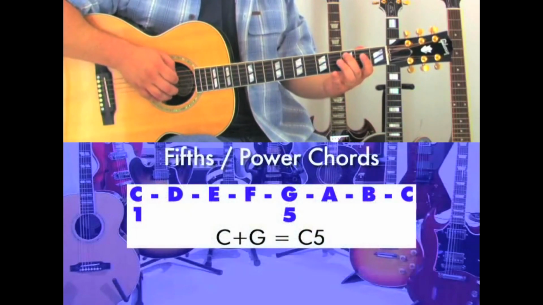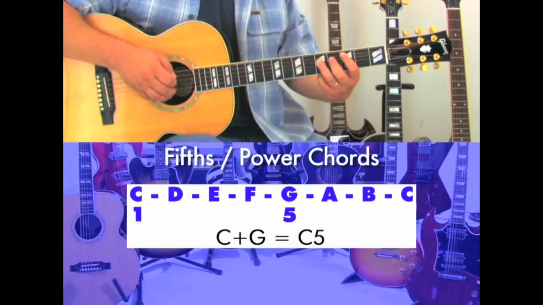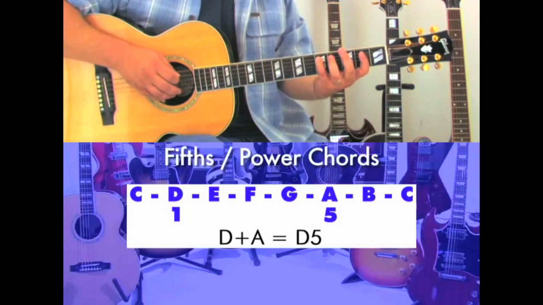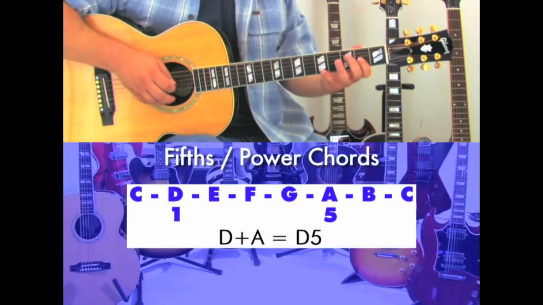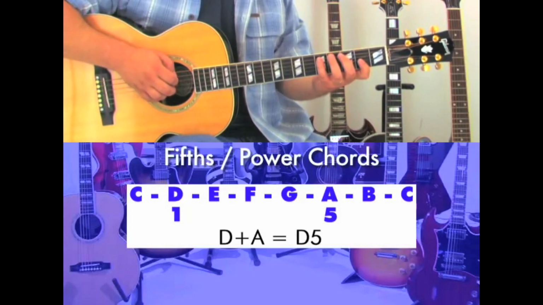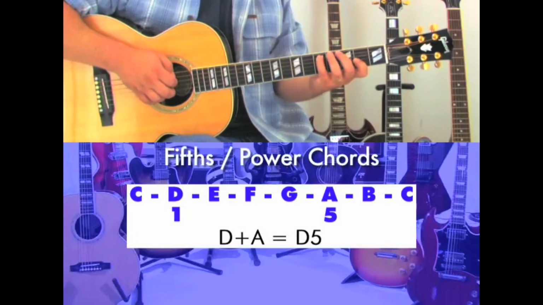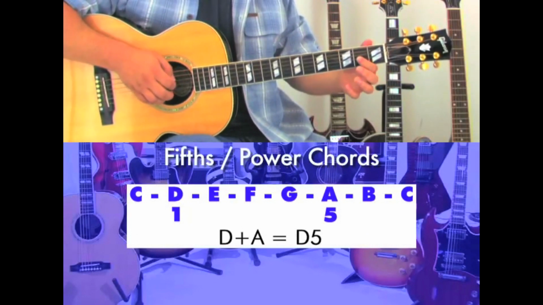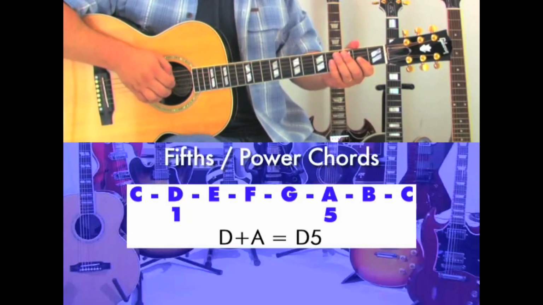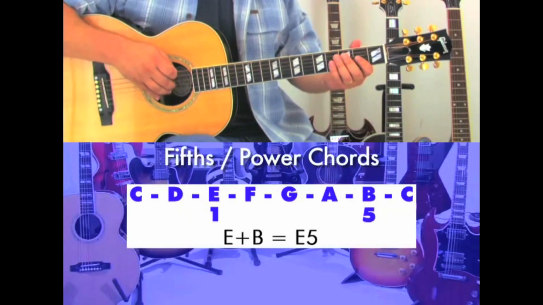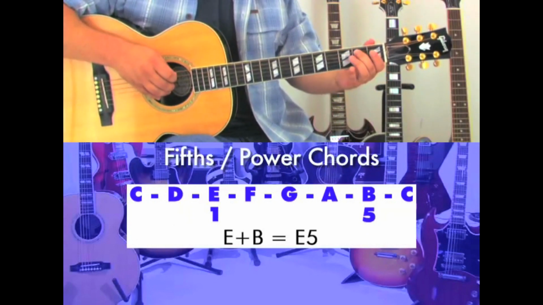So C being 1, 2, 3, 4, 5, G being the fifth, C plus G equals a C5. The next note in the scale after C is D. So D being 1, 2, 3, 4, 5, and A being the fifth, D plus A equals a D5. You could also play that with the open D. The next note is E. E plus B equals an E5.